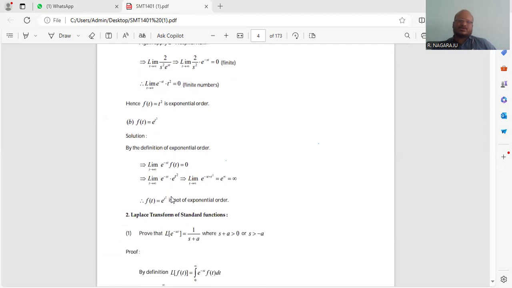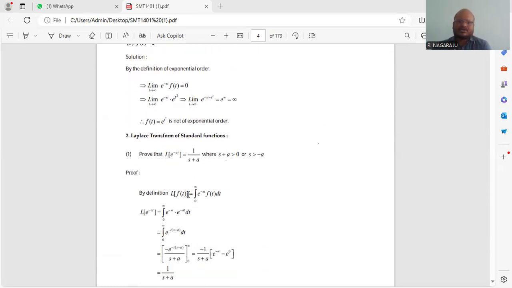In the second problem also e power t square. So we can use this one also, the same. Next, we can use the Laplace transformation definition for L of e power minus at.